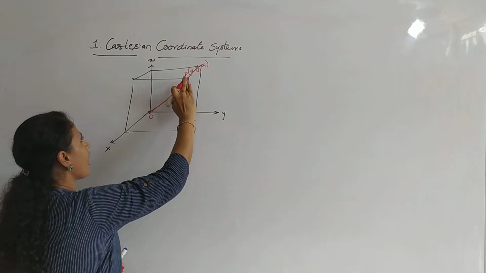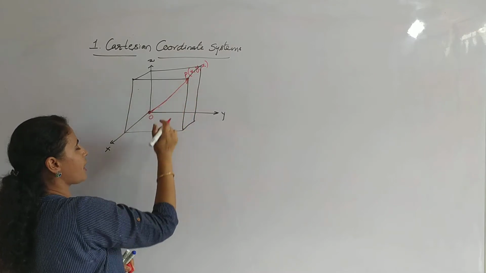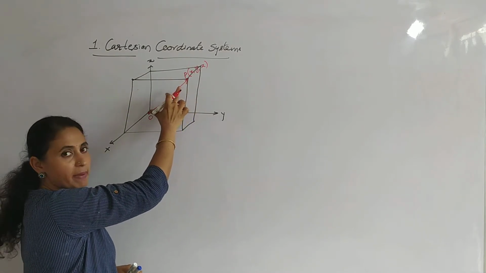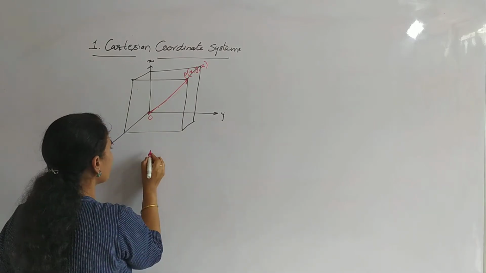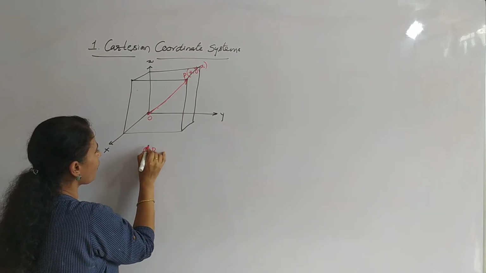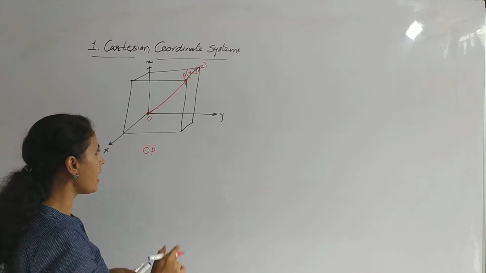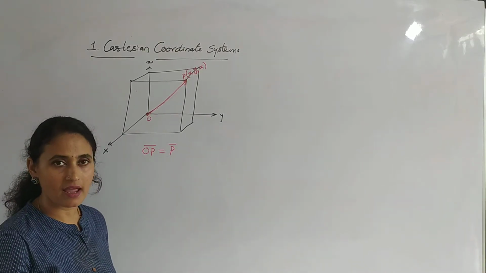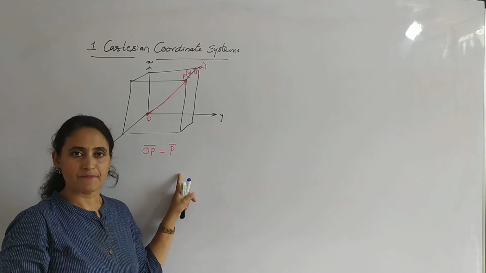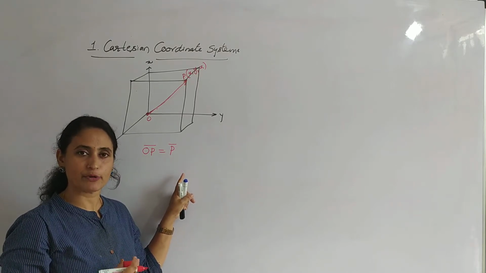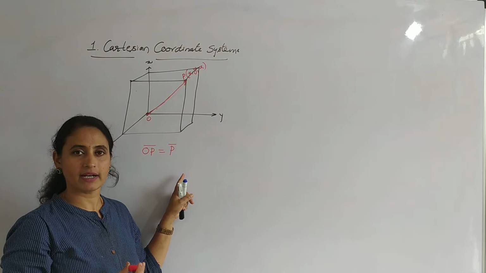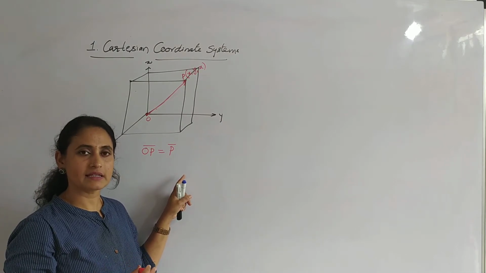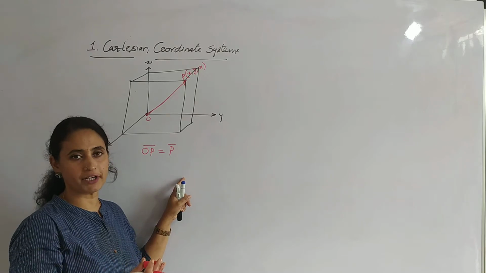Now, how do we write the vector form of the distance covered between the points O and P, which is given by OP bar? In general, this gives the position of a point P. I can call it P bar, and I can call P bar a position vector. The position vector gives the position of a point P, meaning the distance from the origin to the point P.